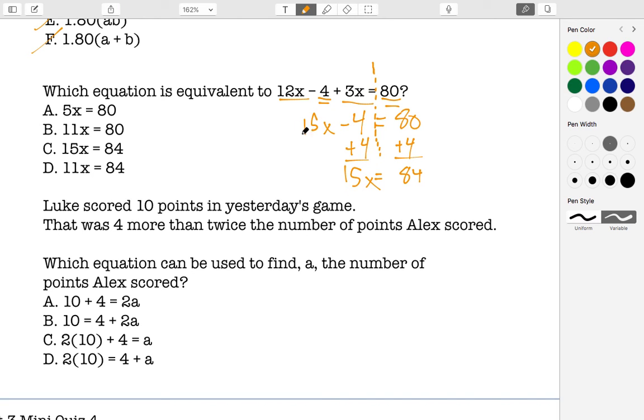So what we want to do is just look at what's the equivalent. Did I see 5x equals 80 anywhere when solving? No. Did I see 11x equals 80 anywhere when we were solving? No. Did I see 15x equals 84? Yes. What about 11x equals 84? No. Okay, so C is your correct answer. If they have C, only C, put +1. Anything else, +0. Moving on in 5 seconds. Any questions? All right, moving on.